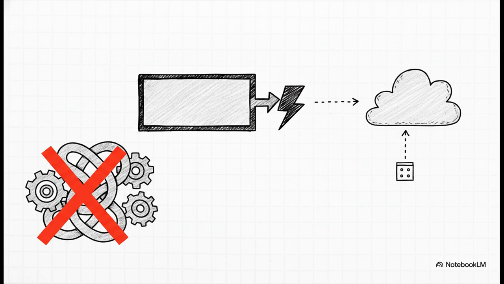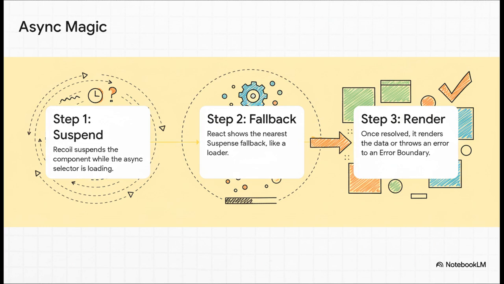A selector can talk directly to an API. You just make its get function async and have it return a promise. That's it. Recoil handles all the hard parts of managing the loading, error, and data states for you. It's so clean. So how does this magic actually work?